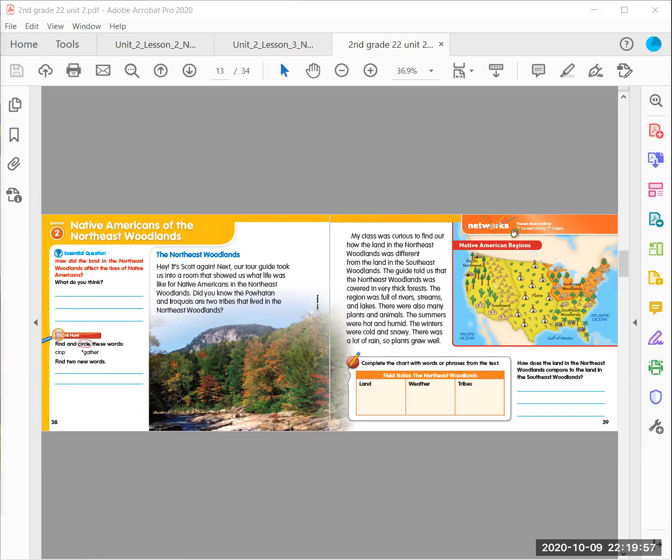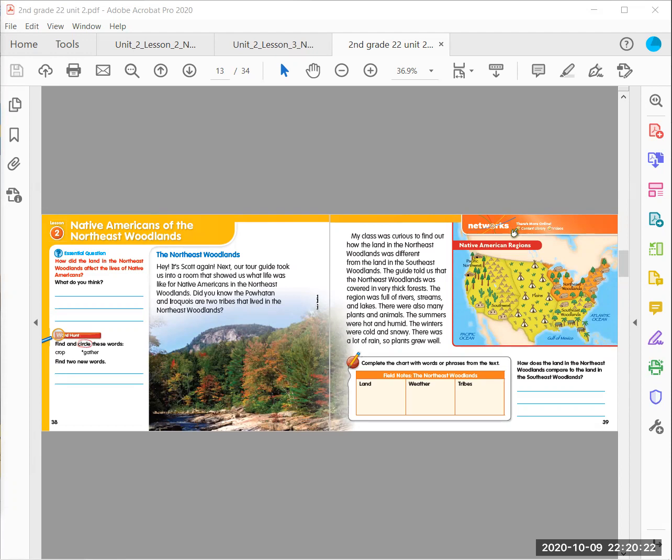Lesson 2, Native Americans of the Northeast Woodlands. Essential question. How did the land in the Northeast Woodlands affect the lives of Native Americans? What do you think? Take a minute to answer that question and then to go through the words in the word hunt.